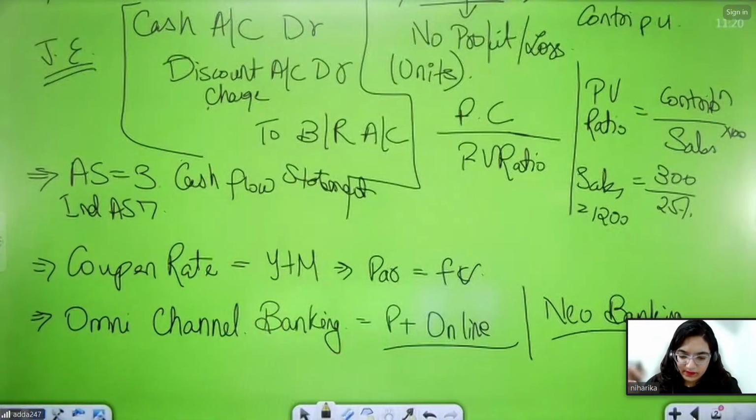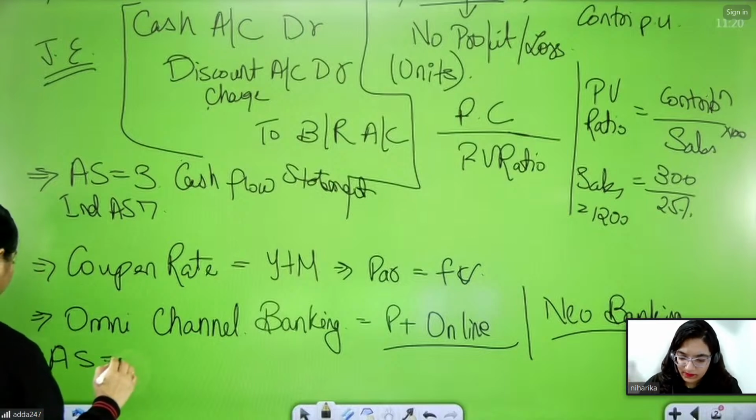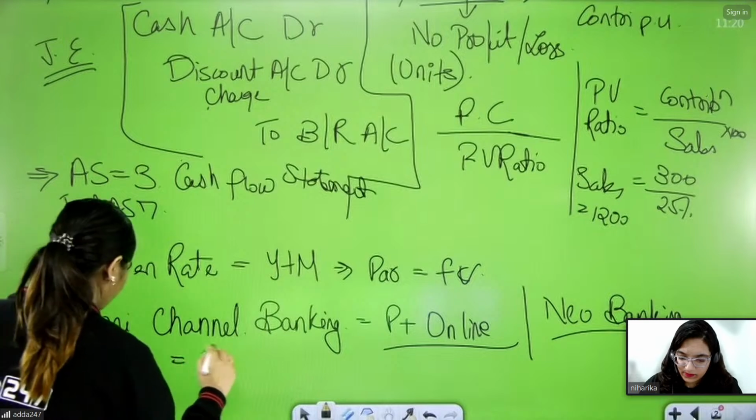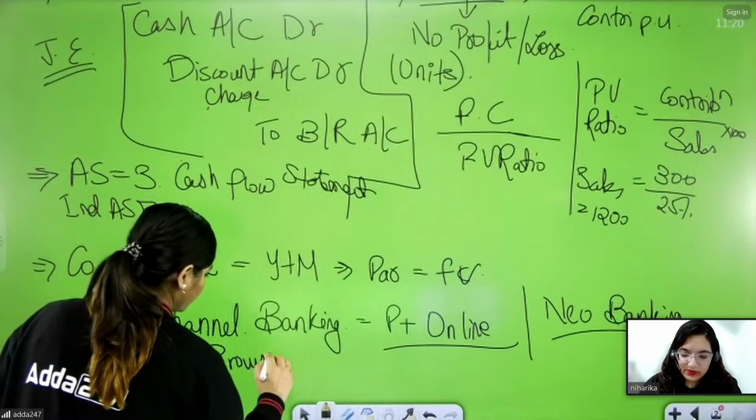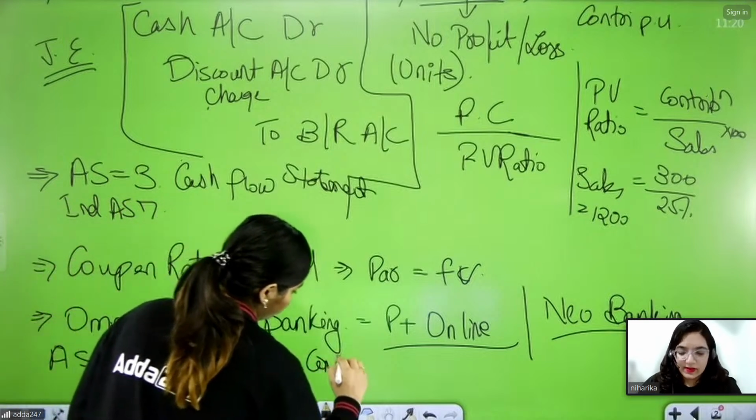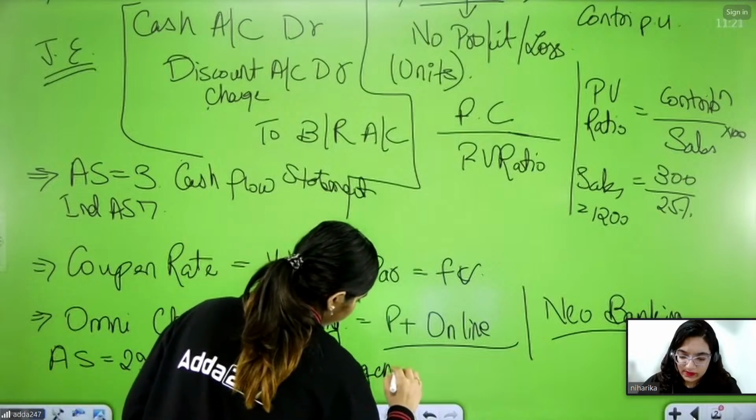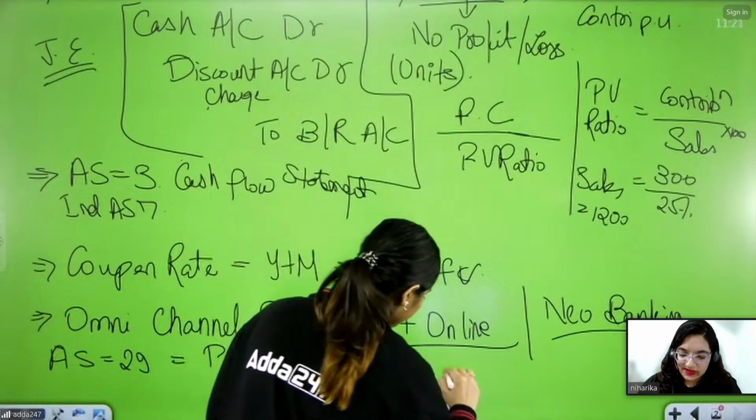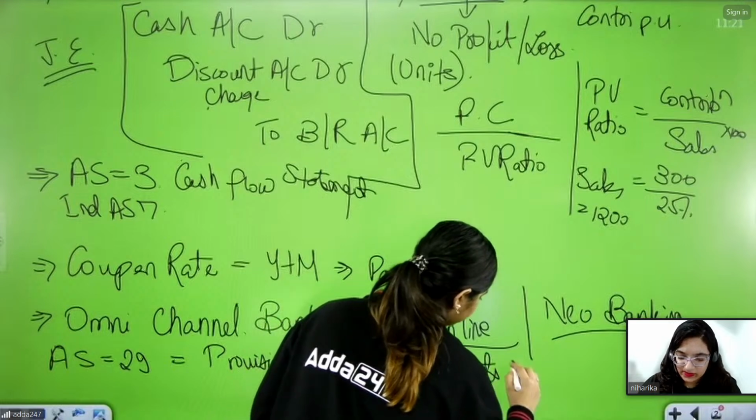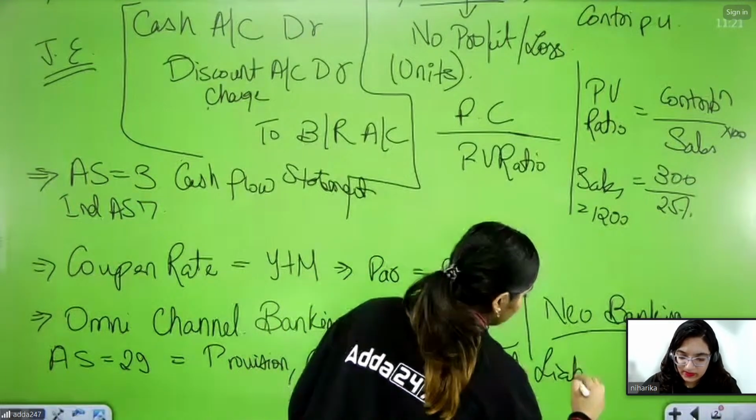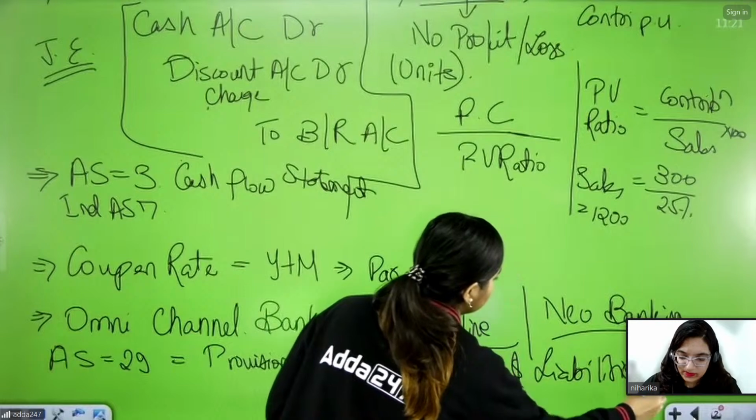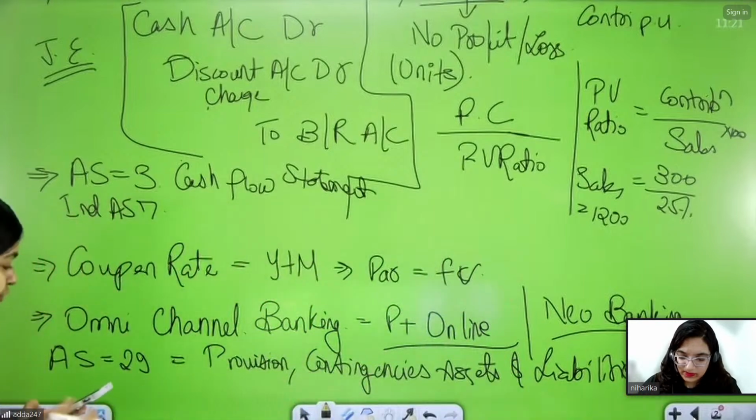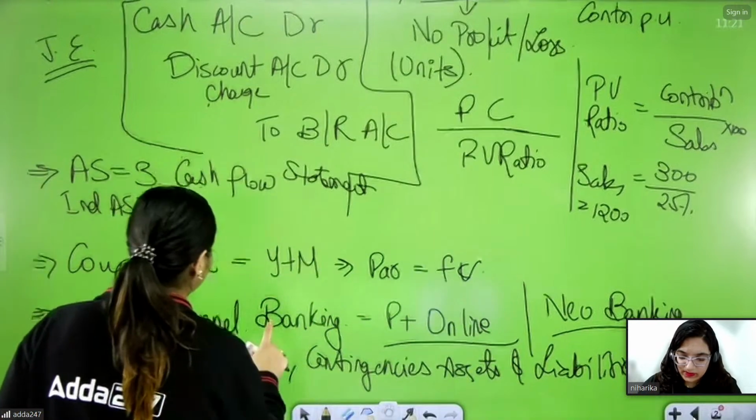Then AS29, that is provisions, contingent assets and contingent liabilities. And after that, we have a question from lease also.